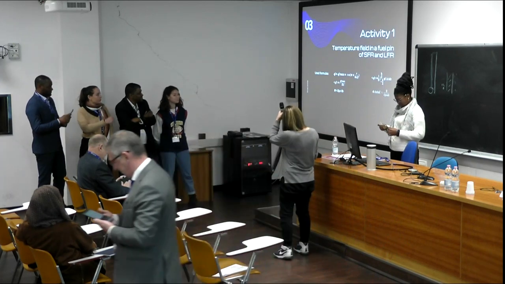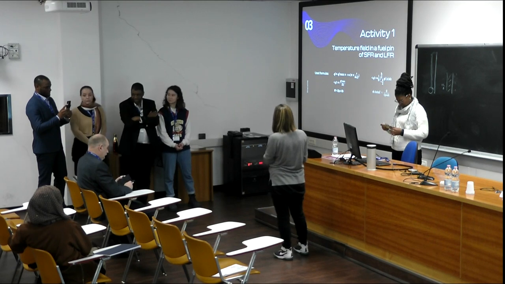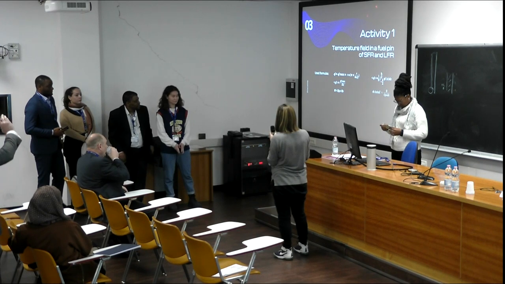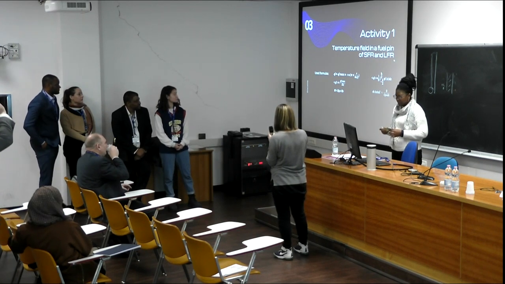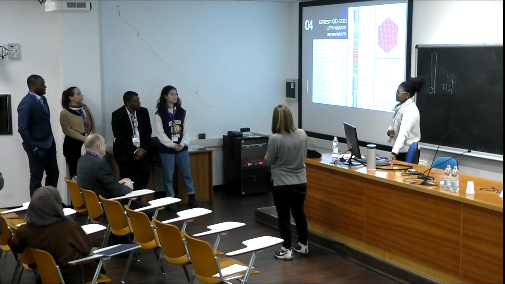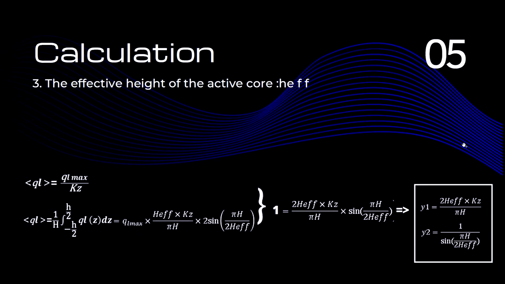The first part of the activity is the temperature field in a fuel fin in our SFR and LFR. So we use this formula. I think everybody knows what this is. What's the meaning of each member of the formula? So this is the specifications for the BREST-300 LFR reactor parameters. At first, we need to find the H effective of the core. To do that, we need to find the formula for H effective.